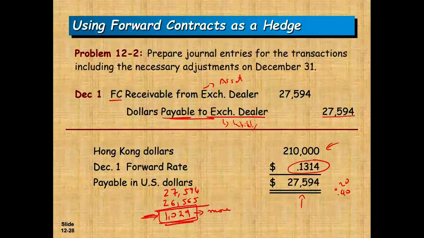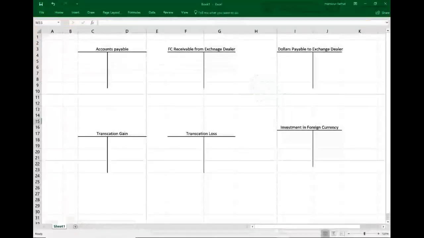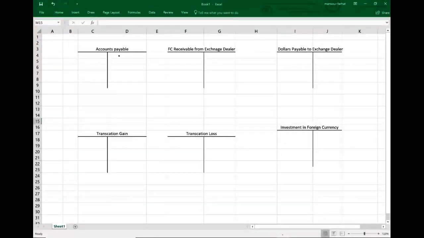Now, here's what we're going to do. I want you to create T accounts and start to plug in some numbers, because I want you to follow this in a T account, which should help students. So we have an accounts payable of 26,565. We have a forward contract receivable of 27,594, and we have a payable of 27,594.